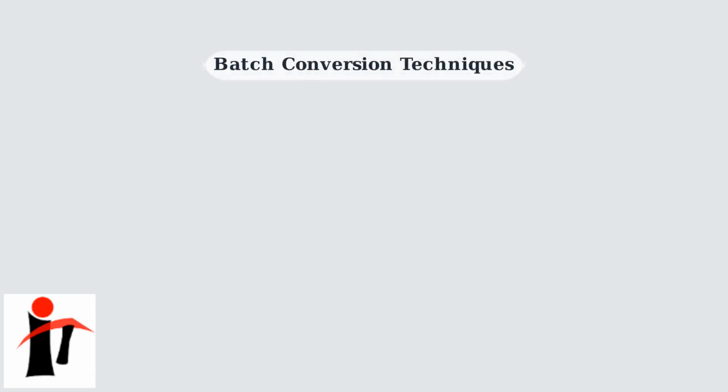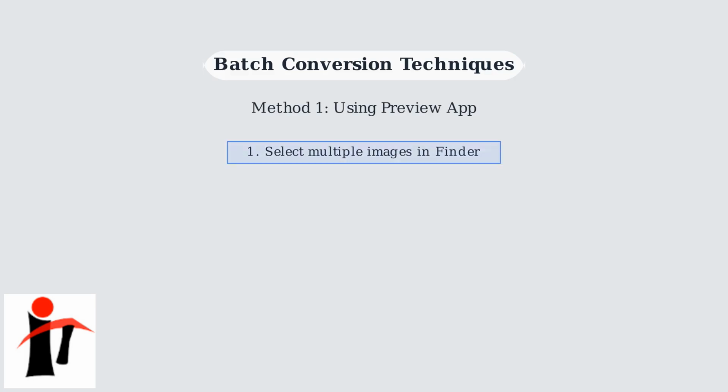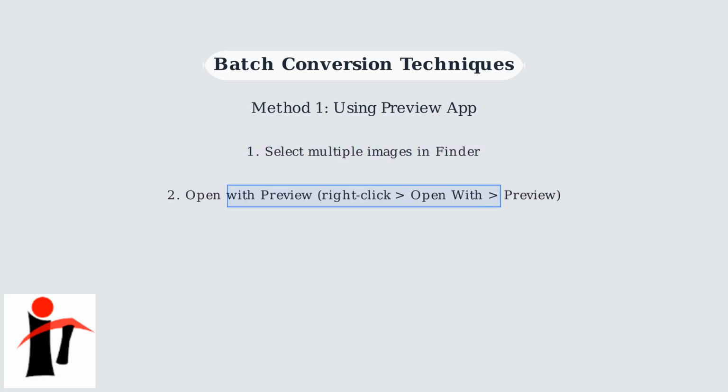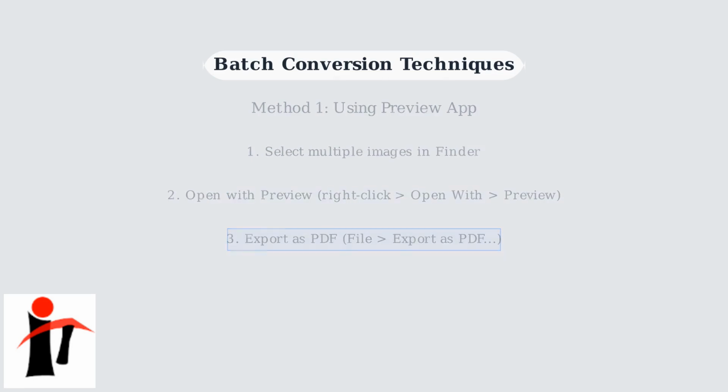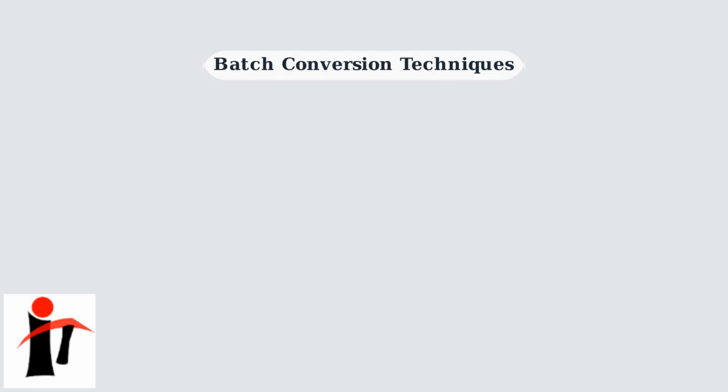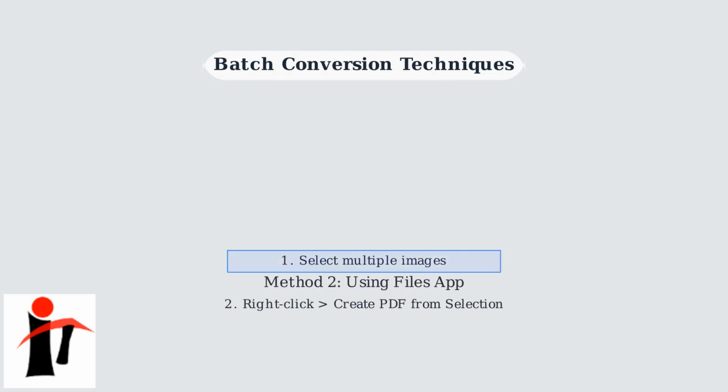Batch conversion techniques allow you to convert multiple images to a single PDF document efficiently. Using the Preview app, start by selecting all the images you want to convert in the Finder window. Then open them with Preview using the right-click menu. Finally, export as a PDF through the File menu, creating one document with all images. Alternatively, in the Files app, select your images and right-click to use the Create PDF from Selection option.